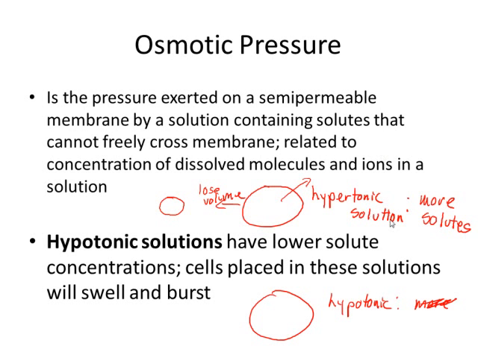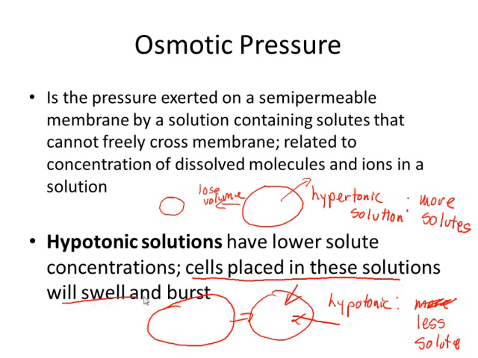Now in a hypotonic solution, the environment has fewer solutes than the cell itself, so that's going to pull water into the cell. Now what's going to happen is those cells begin to swell. Now is this true? Cells placed in these solutions will swell and burst. Is that true for bacteria? And if it's not true, explain why. That's right, bacterial cells don't explode because they have that rigid cell wall. And so that's an advantage for bacterial cells compared to a human cell which lacks that cell wall.